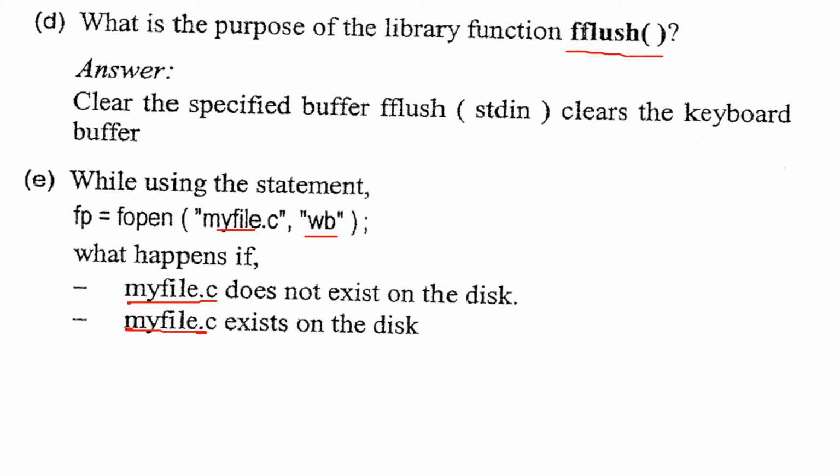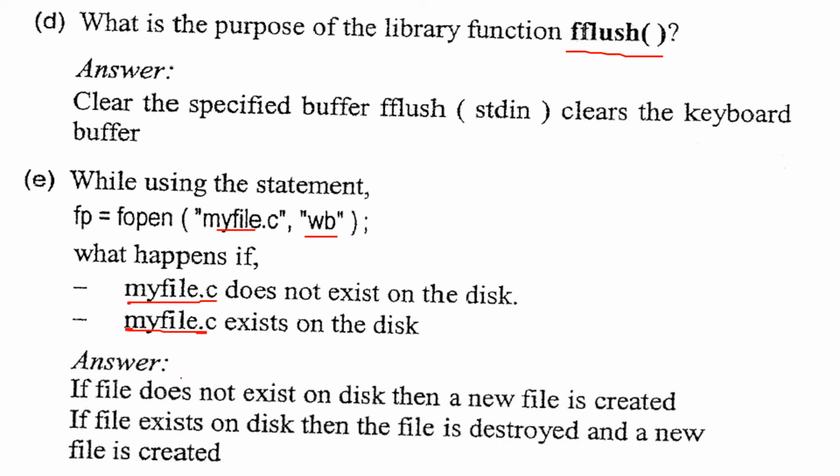See, if the file does not exist on the disk, then a new file will be created, and if the file exists on the disk, then the file is destroyed and a new file will be created in this case.